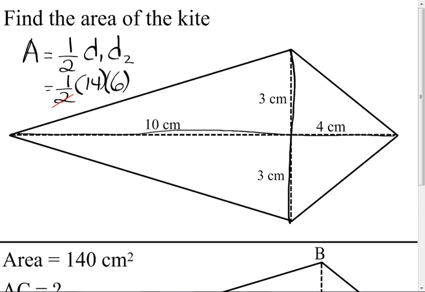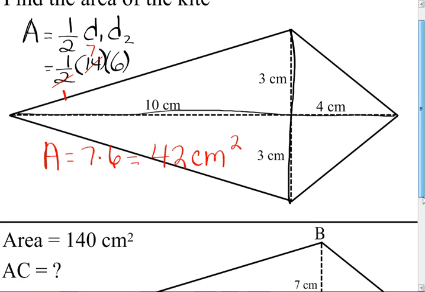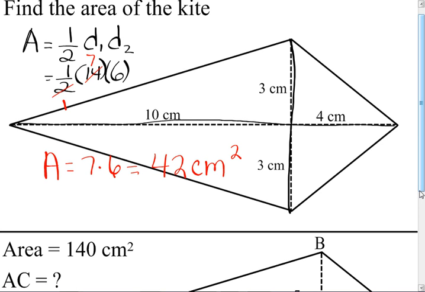So 2 goes into 14 7 times. So the area is 7 times 6, or 7 times 6 is what? 42 centimeters, because we're finding area, squared. So we only take 1/2. It's the product of the two diagonals. So it's 6 times 14, and you divide it in half. I got the same answer, but the order in which you do this doesn't matter.